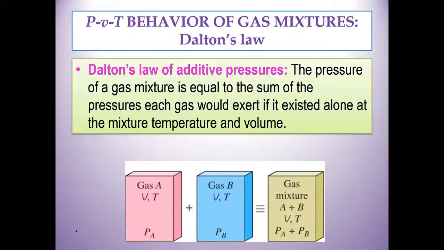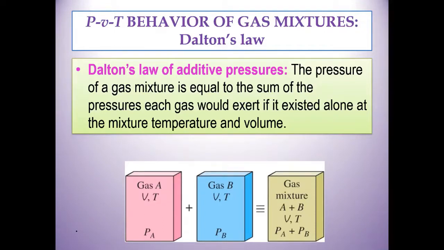There are two basic laws that help us. One is Dalton's law of additive pressures. The assumption of Dalton's law is if you have a mixture of gases, in this case, if you look at the figure, you have gas A and gas B, and they're mixed together. So the assumption is that the temperature of the mixture is the same as the temperature of each of the components in the gas, which is a good assumption.